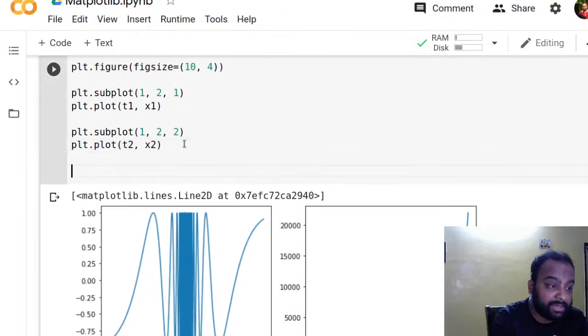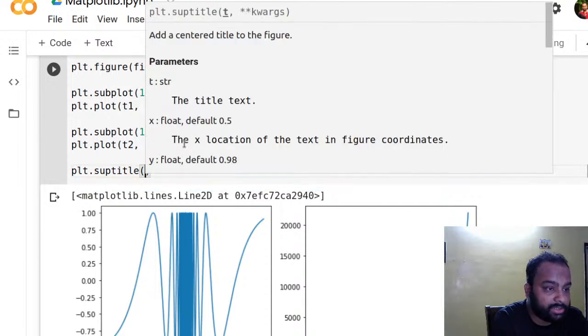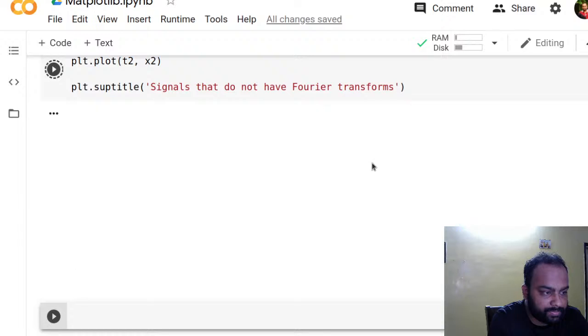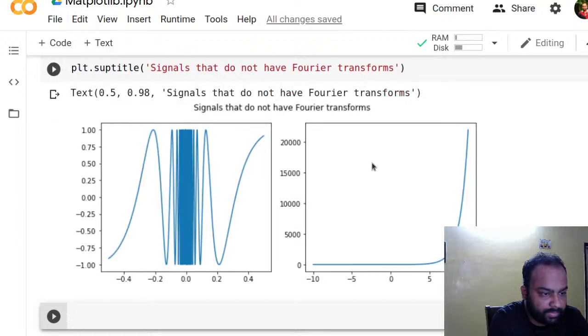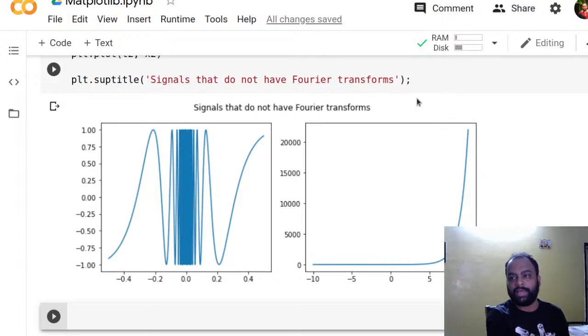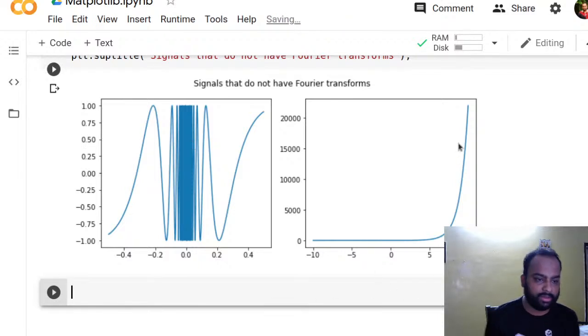So now we have a subtitle, plt dot suptitle. Suptitle means it's a super title, for example. So say signals that do not have Fourier transform for different reasons, of course. Whenever I'm doing this on a Jupyter notebook, I do it like that. So now I'm showing you signals that do not have Fourier transforms, but for two very different reasons. This one has infinitely many maxima and minima within any small bounds about the origin, and this is strictly unbounded. So they do not have Fourier transforms. Rather, I would say examples.